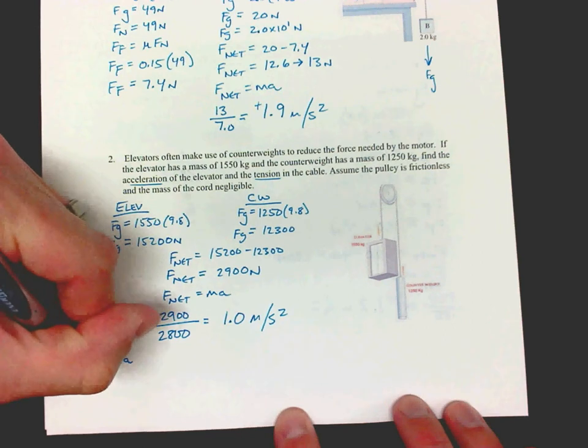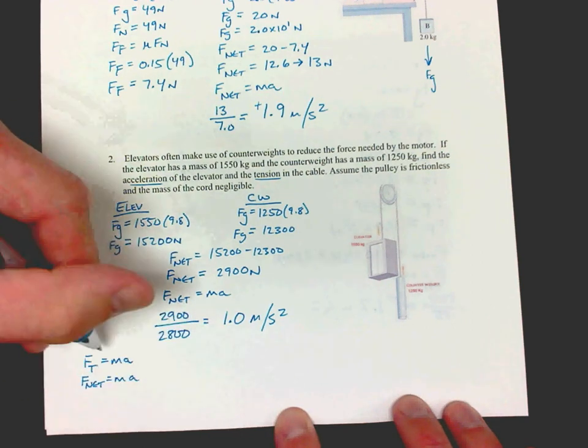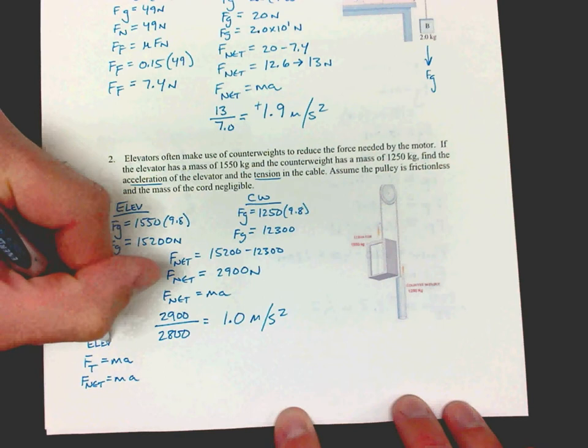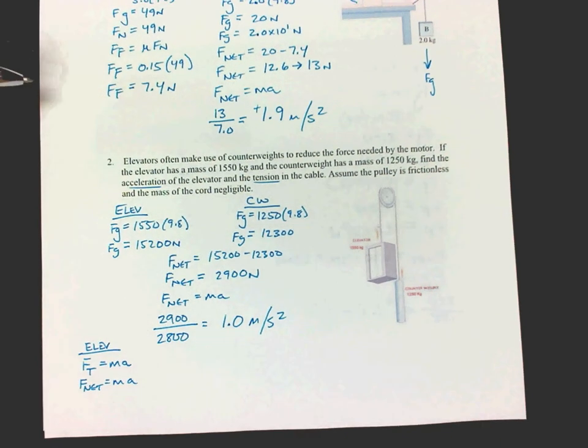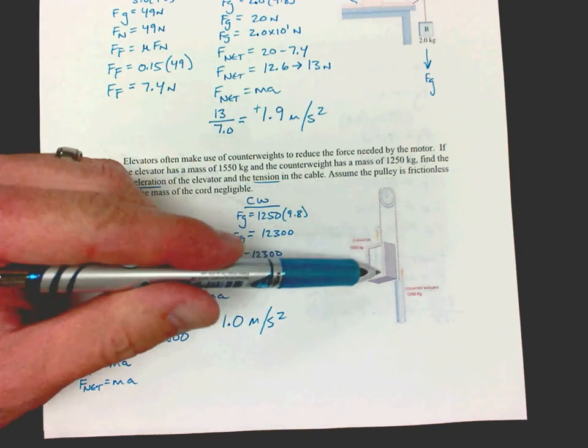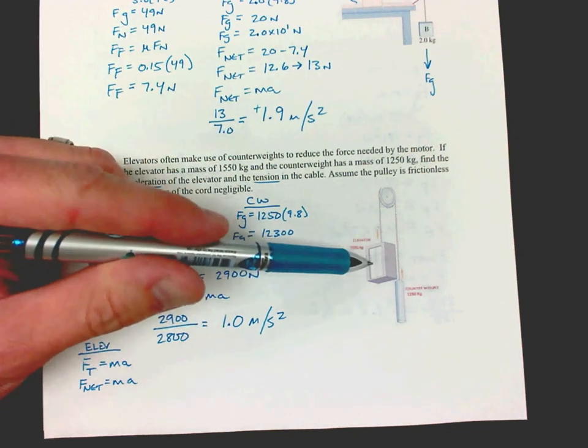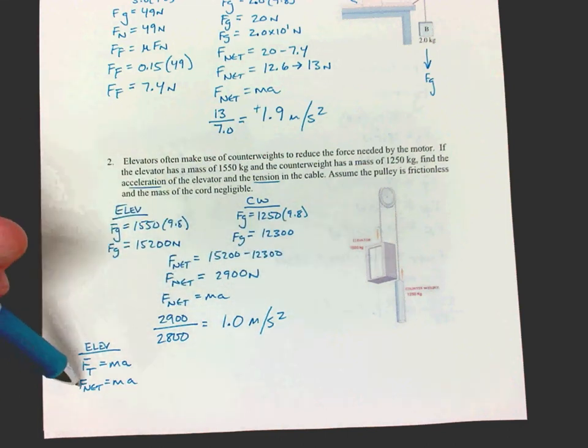I'm going to label this as the elevator. Okay, so we have to kind of look at just one of these two objects. We'll probably solve it out both ways, but we have to kind of start to isolate and just look at one. I'm going to just look at the elevator, and we have to kind of think about the net forces that are acting just on the elevator itself. And so I might draw a little free body diagram over here.